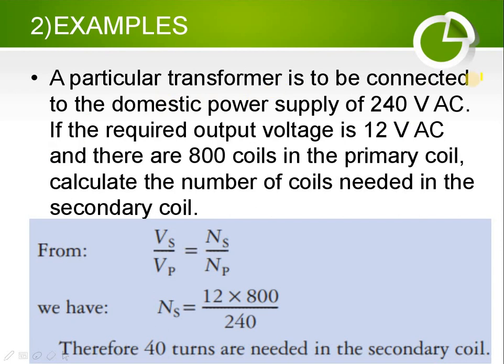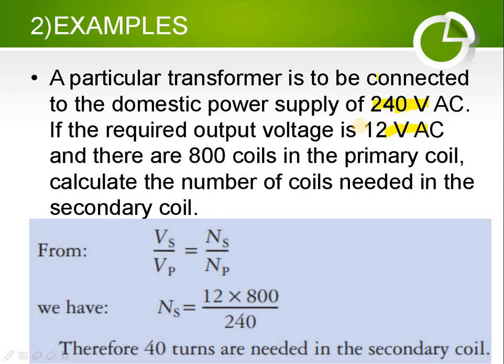A particular transformer is connected to the domestic power supply, VP 240 volt AC. If the required output voltage is 12 volt, that is VS, it is fixed at 12 volt. Now we are going to select our number of turns. We are going to decide.